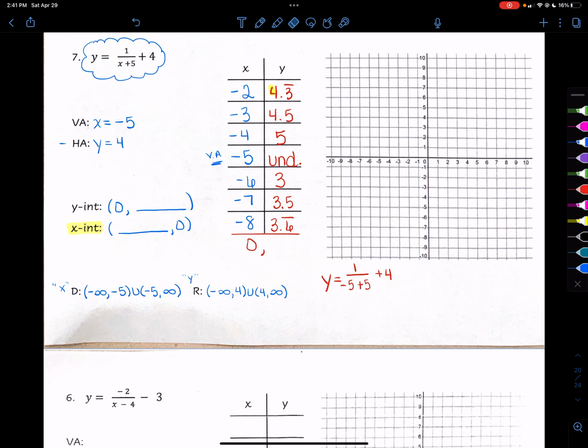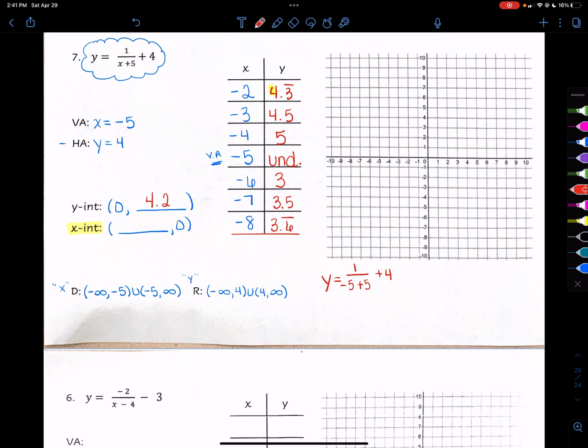And again, this part here, we don't need it. I just wanted you to see where that came from. And with that one there, we got 4.2 for the y-intercept.